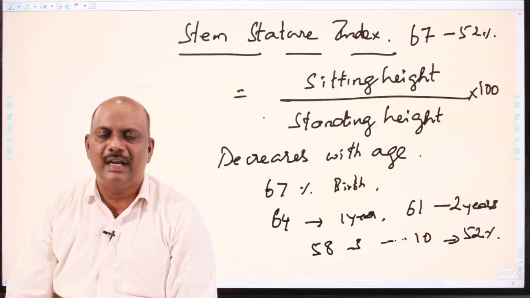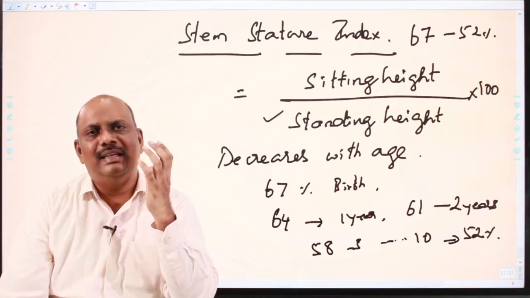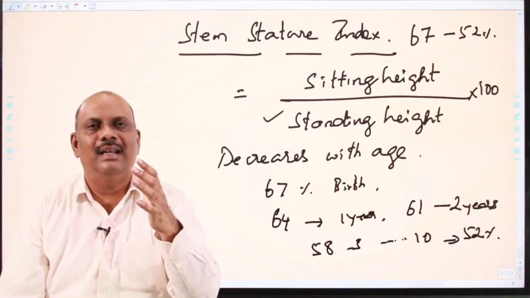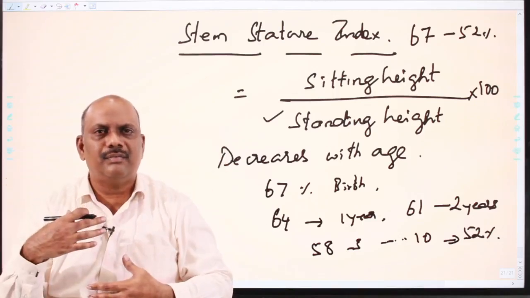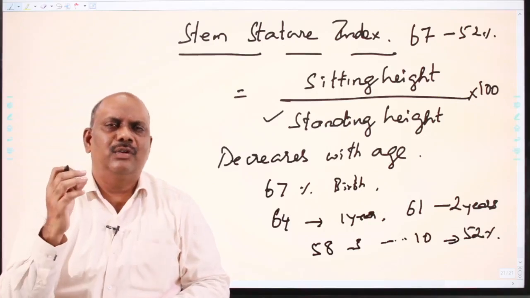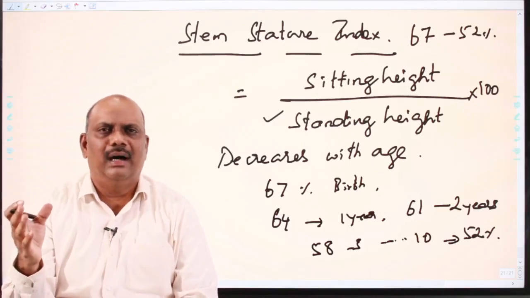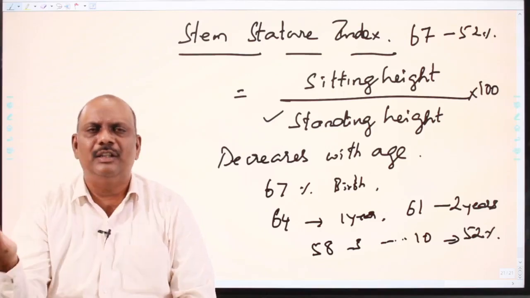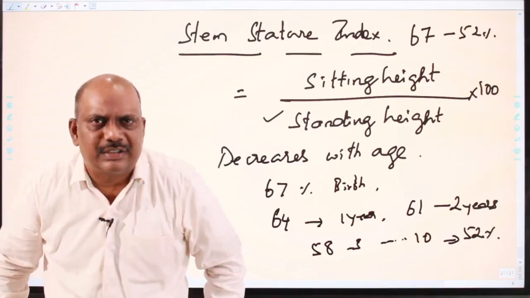The denominator we have is standing height. So what exactly do we mean by this? The rate at which the legs grow is more than the rate at which the thorax grows. So if you want to know a kid is growing properly, then we need to calculate the stem stature index over time, and every subsequent stem stature index should be less than the previous one. This is stem stature index.